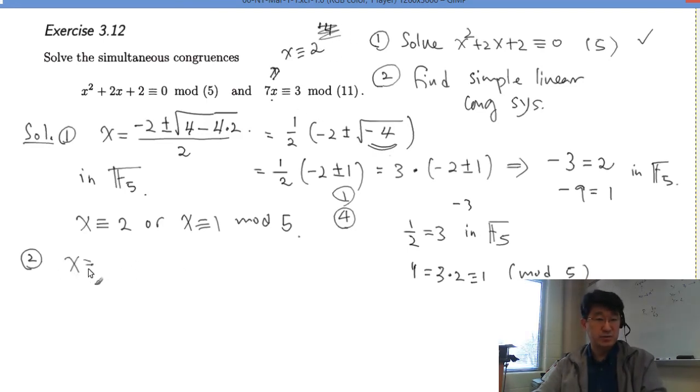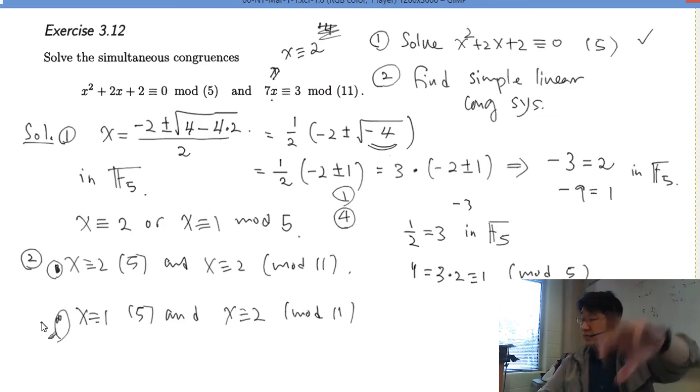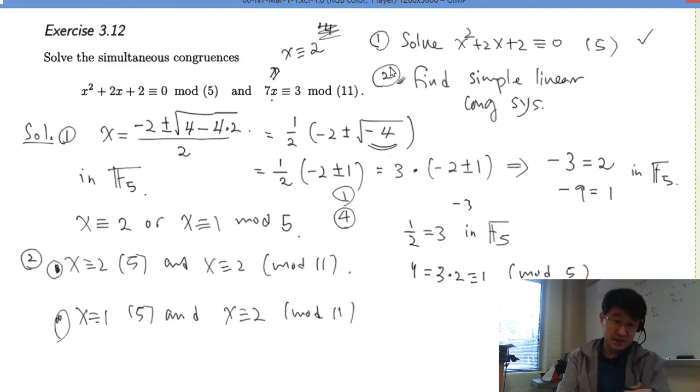So they have x equals 2 mod 5 and x equals 2 mod 11, right? That's the one case. Another case is x is congruent to 1 mod 5 and x is 2 mod 11. Those are the two separate cases you have to solve to answer that kind of question. Hope that makes sense. Yeah, this is easy. X equals 2 is the answer.